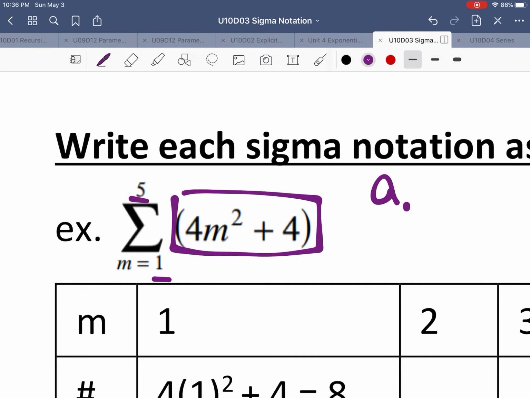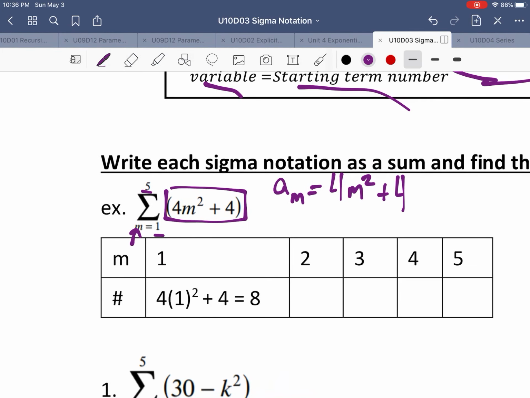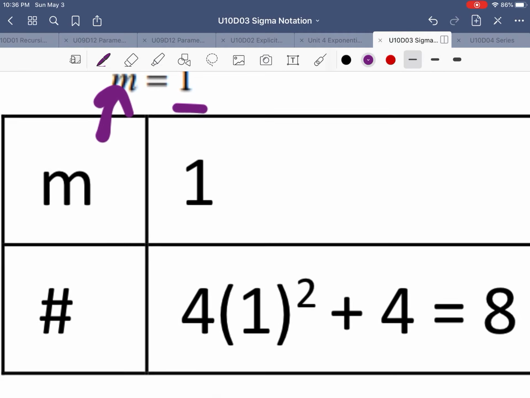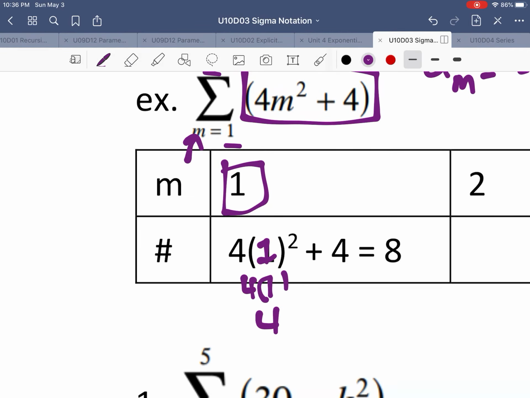So as an explicit sequence, it would be am, which, because the term number is m here, goes from 1 to 5, but the rule for this sequence is to multiply 4 times the term number squared plus 4. So this is the rule, and we're asked to sum those up. So for the numbers 1 through 4, we would just have to calculate the value for that. So if I take a 1 and plug it into the formula, 1 squared is 1 times 4 is going to be 4, plus 4 would be 8, which is where this comes from.